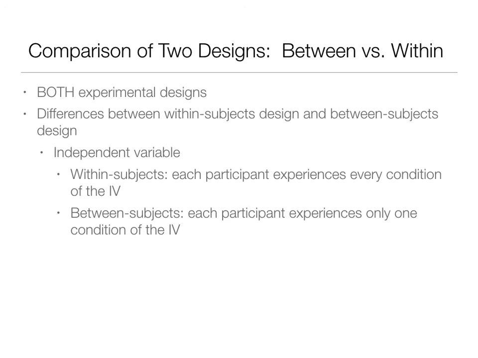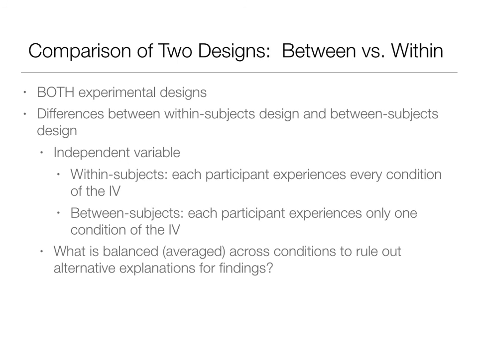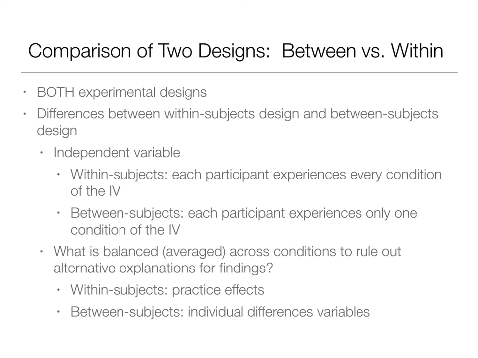So we'll get multiple scores for one person in a within subject design, and we'll only get one score for our participant in a between subjects design. The other thing that they really differ on is what we balance or average across conditions, okay? In within subject design, we're balancing practice effects. We're doing that through counterbalancing that, again, we'll talk about in more detail in the next lecture. And in between subject design, we're also trying to average something across conditions, but here what we're doing is the individual difference variables, those subject variables. And we do this by random assignment, which we'll also talk about in more detail in the next lecture.